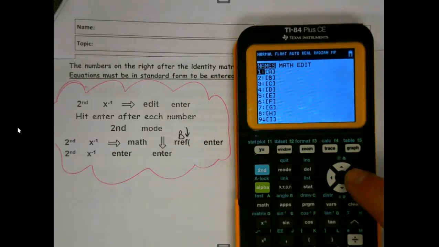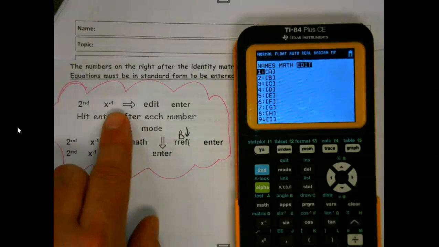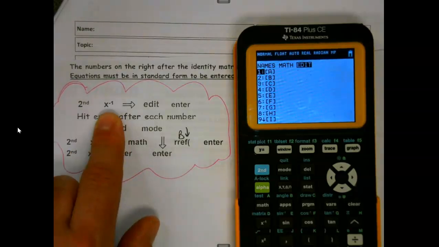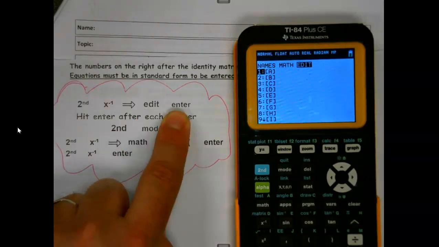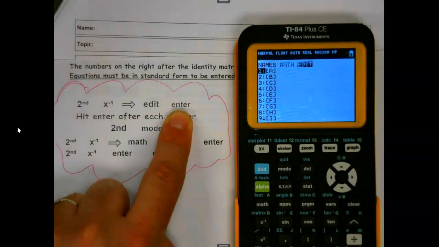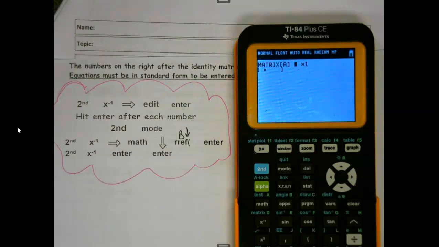And so we're going to get here. And if somebody starts to get behind, tell me. We'll slow up, we'll pause, we'll do something. So right now we've done second, x negative 1, and we've arrowed over to edit. We're always going to be using matrix A. So we're just going to hit enter once we get to edit, and something will show up on your screen with a matrix. Yours may not be the same size as mine is right now. That's okay, because we're about to fix that.